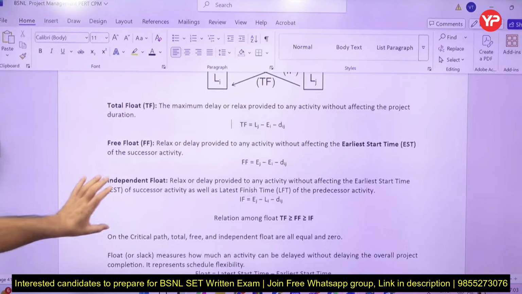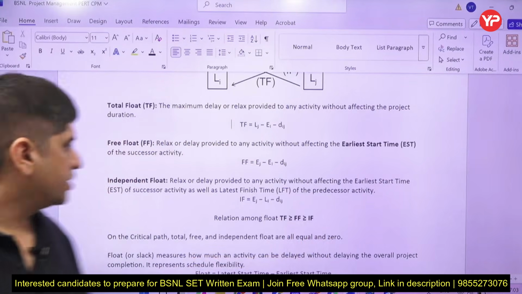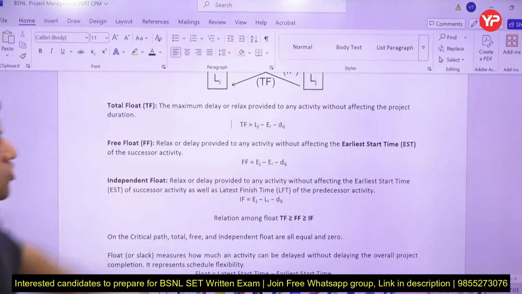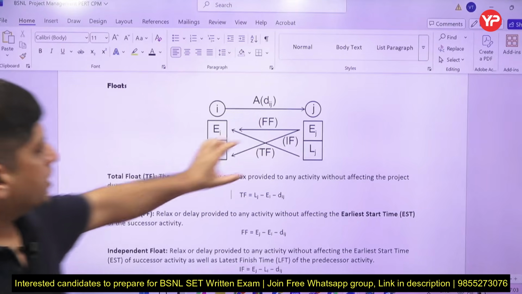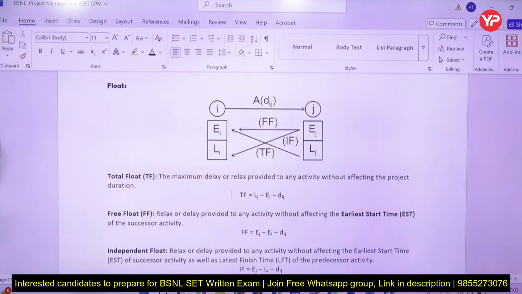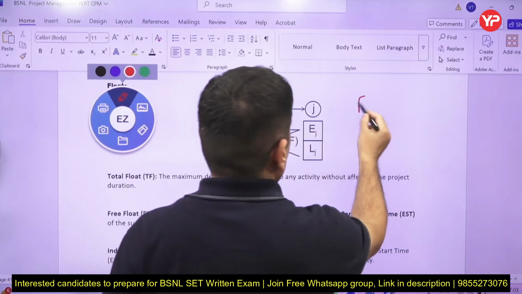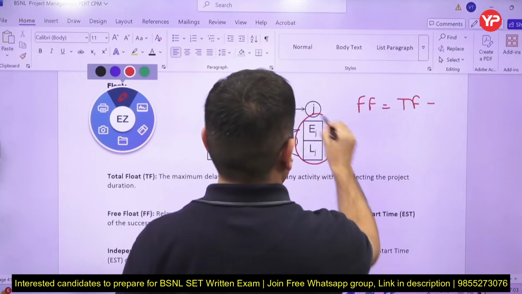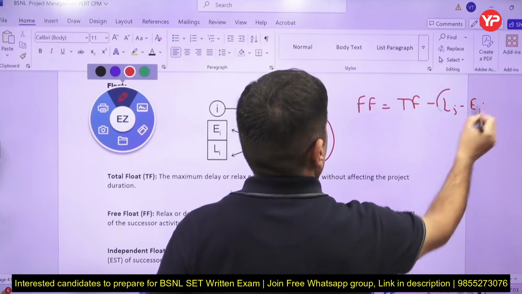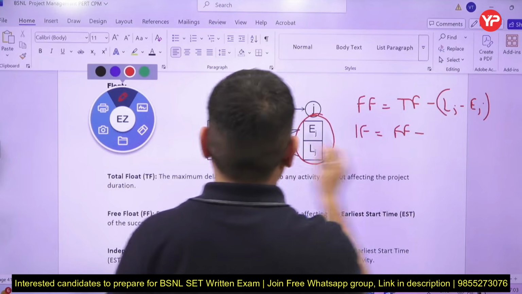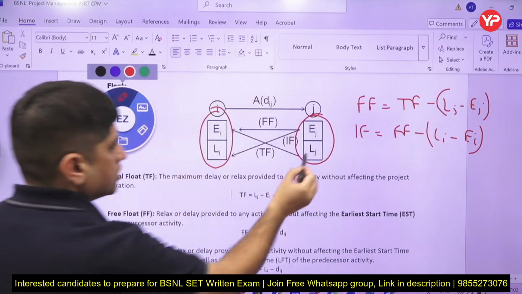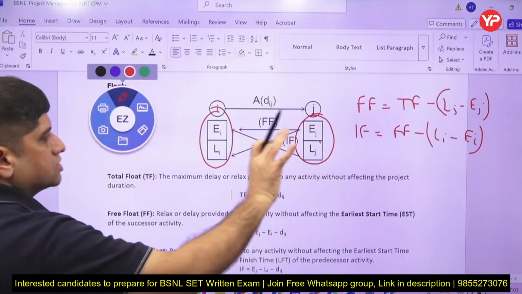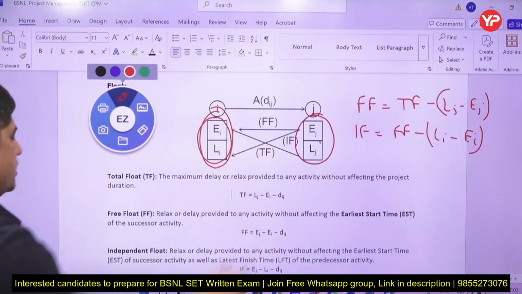Now total float is more than free float, which is more than independent float. This is how the other two floats are calculated. Free float is equal to total float minus the difference of these two, LJ minus EJ, and independent float is free float minus the difference of these two, LI minus EI. So if the total float you have calculated, from it the difference of these two is reduced, that is free float, and the difference of this is also reduced, that is independent float.